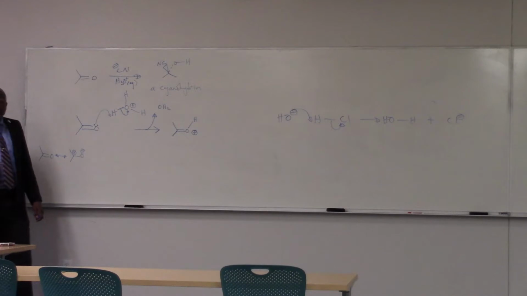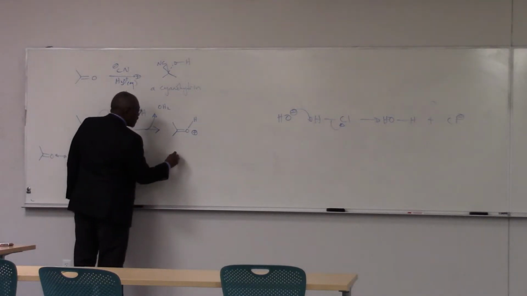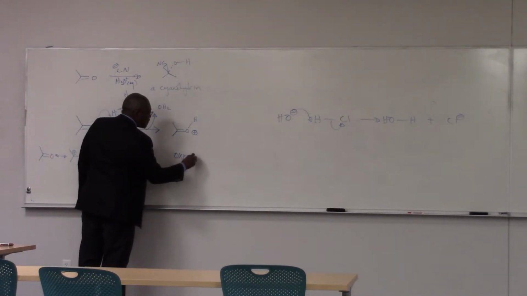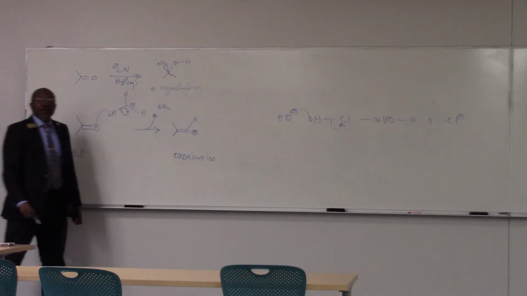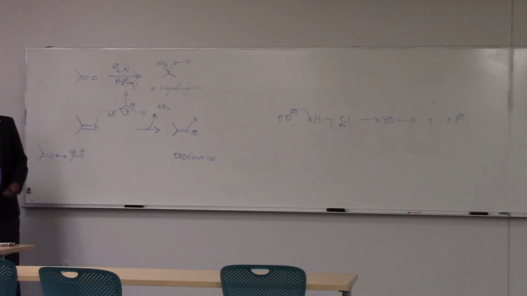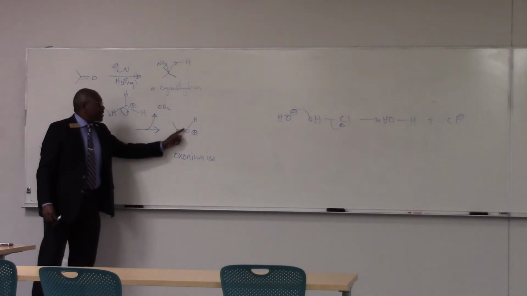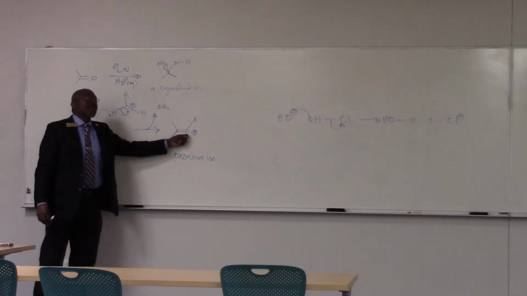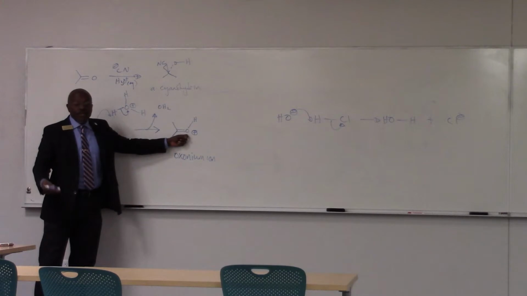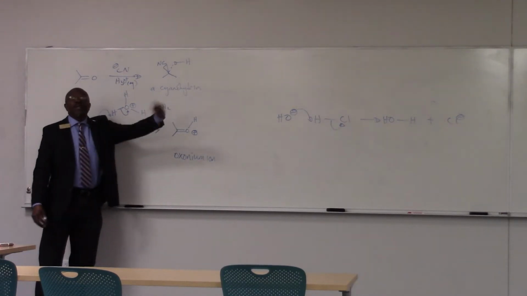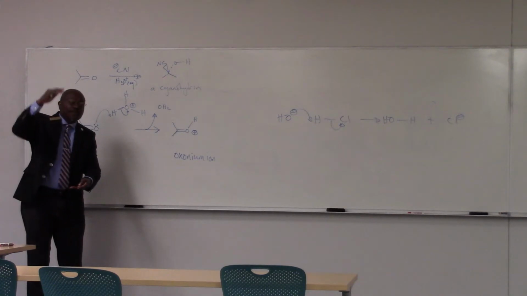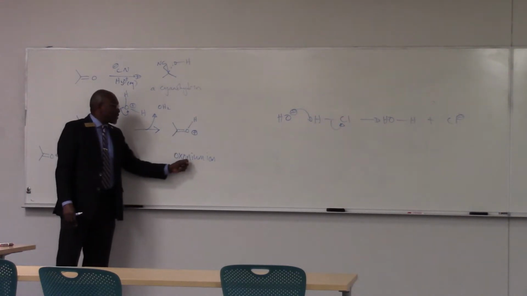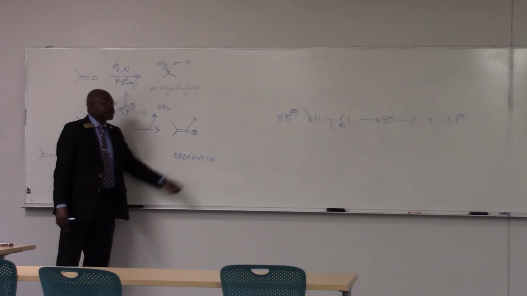That species with a positive charge on the O is called an oxonium ion. O that is hypervalent. It's got a valence greater than 1. In this case, the valence of O is 2. So this is a valence of 1 greater than 2, so it's a valence of 3. So it's hypervalent, and it's positive. It's called an oxonium ion. Okay.